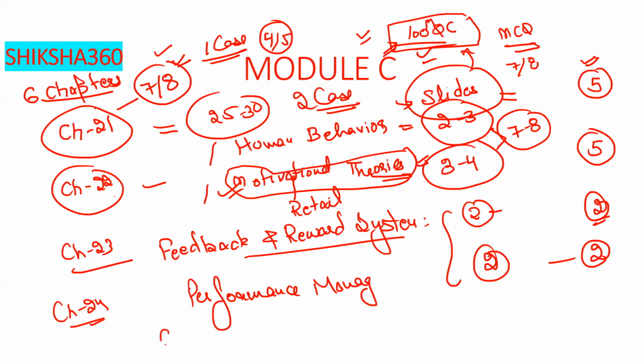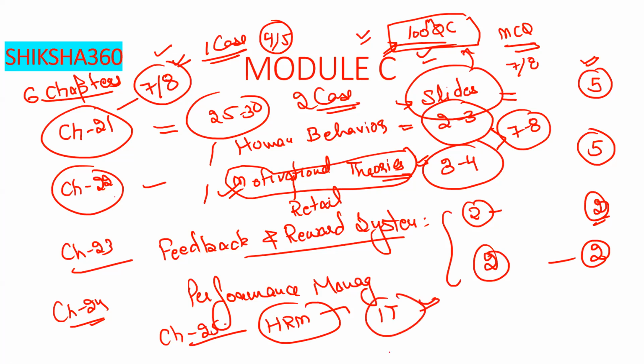The next one is HRM and information technology, a 7 to 8 marks question. Basically, how HRM is related to information technology, as time changes and we move towards technology, so they will ask questions from that. It is not much difficult to go through.